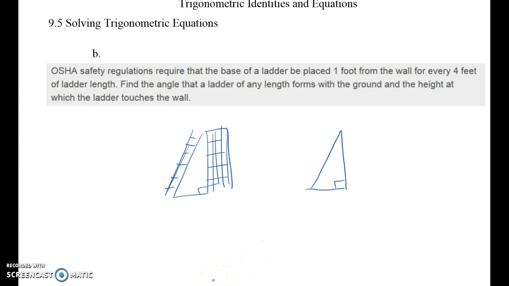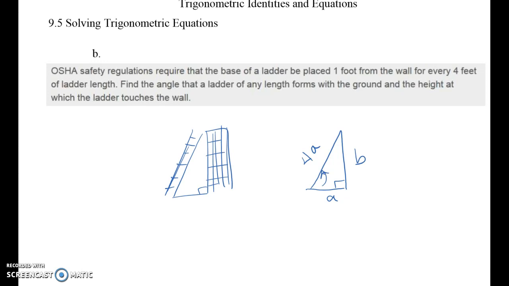And it's saying that the base of a ladder is to be placed 1 foot from the wall for every 4 foot of ladder length. And so let's say this. If this is A, how far I am from the wall, it means my ladder would be 4 times that value. So if it was a 4 foot ladder, I'd be 1 foot from the wall. If it was an 8 foot ladder, I'd have to be 2 foot from the wall, etc. And I'm just going to call this B, just to call it something else here. So if I consider this, it says find the angle that we're looking at here.